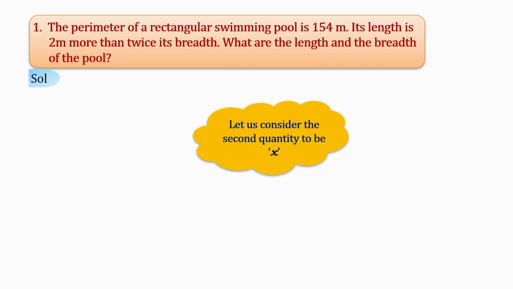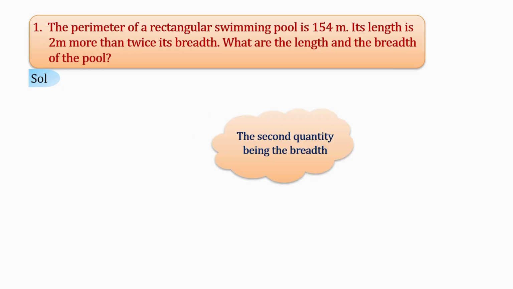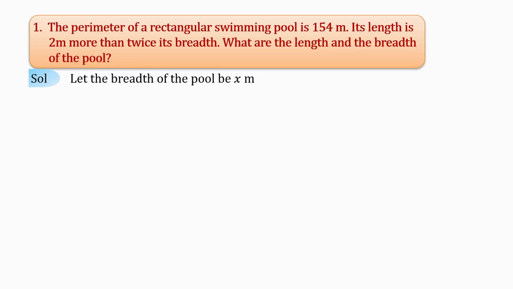So let us consider the second quantity to be x. The second quantity being the breadth, let the breadth of the pool be x meter. The question also tells us that the length is 2 meter more than twice its breadth. So 2 meter more means plus 2.